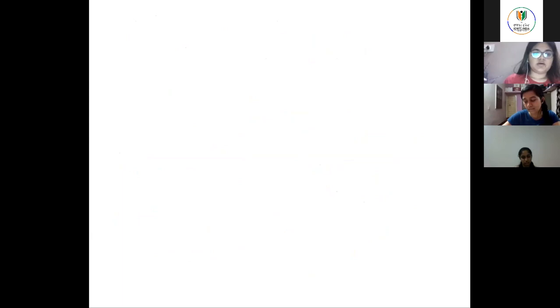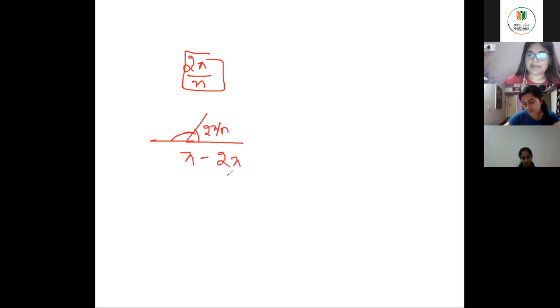The value of one exterior angle is 2π/n. So no matter how many sides of polygon it is, 2π/n is the one exterior angle. Value of one interior angle will be π − 2π/n. Because suppose this was your situation and this is 2π/n, since a straight line is equal to π, what is the value of this angle? π − 2π/n. This is your interior angle.